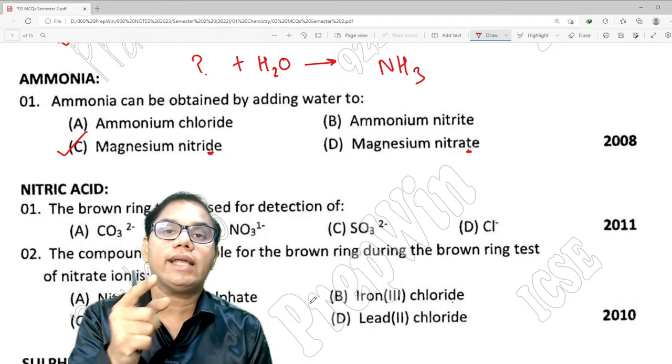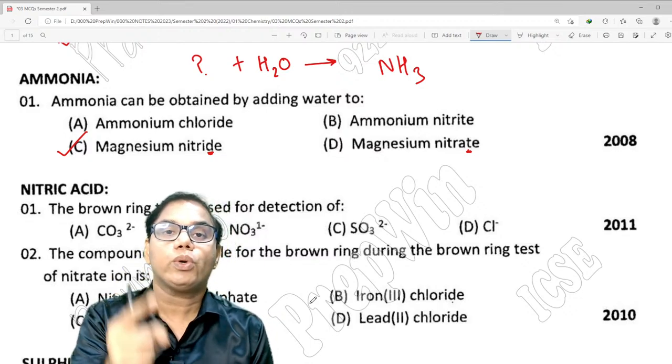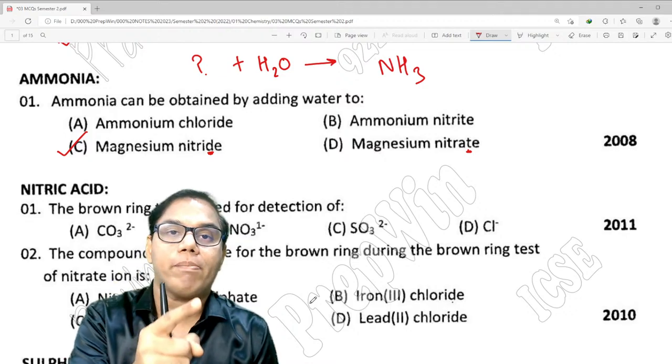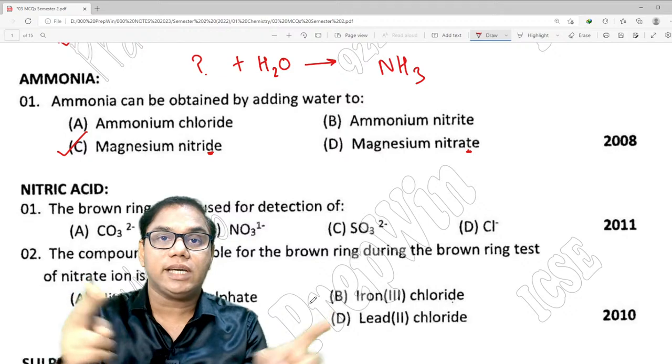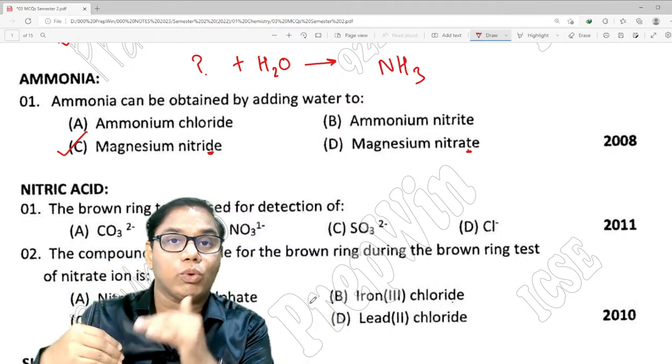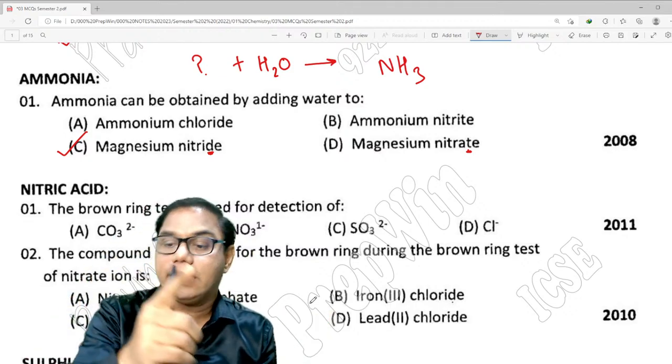Yes, this is in the syllabus. Don't say that this is not in the syllabus, because you perform this experiment in the lab. If you see the syllabus, go down. You will find some laboratory experiments. It is in that.